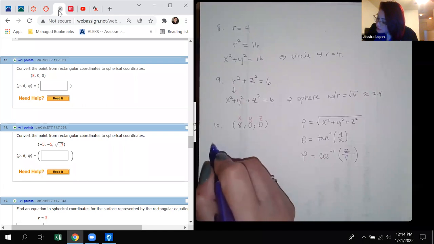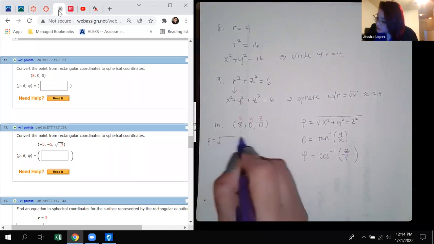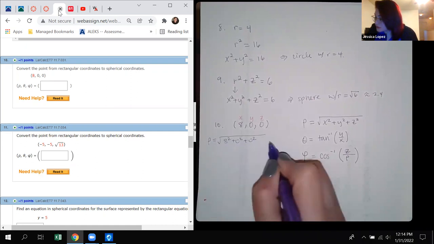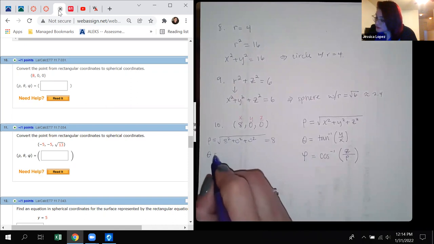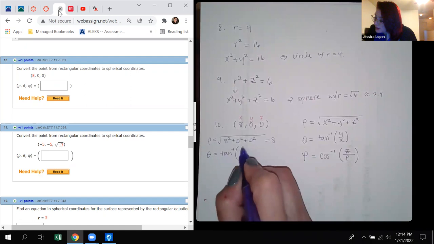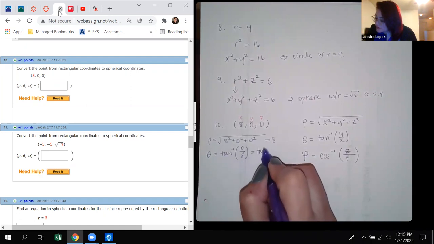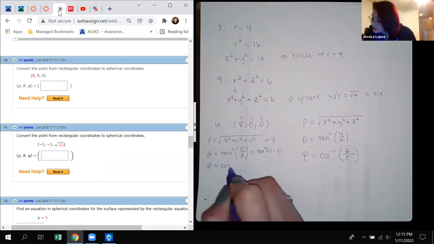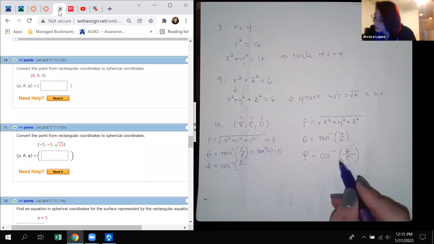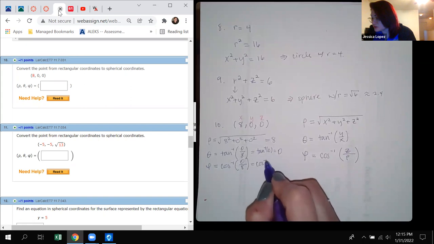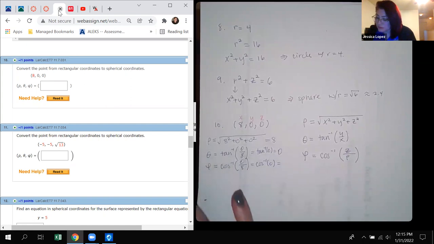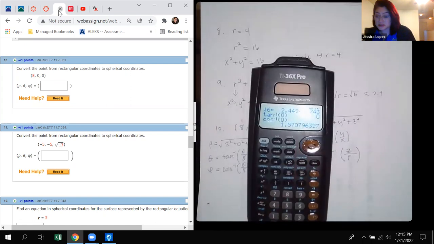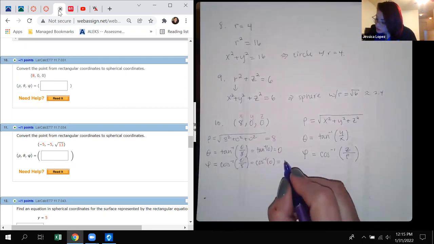If we know x, y, and z, we can certainly find rho just by doing 8 squared plus 0 squared plus 0 squared, which will just be 8. Then I can figure out tan inverse of y over x, which is just tan inverse of 0. And let's see what tan inverse of 0 is. It's just 0. And then for phi, we get cosine inverse of z, which is 0, over rho, which was 8. So really, I'm just doing cosine inverse of 0, which, my calculator tells me this, but if I divide by pi, it's half of pi, which is pi over 2.